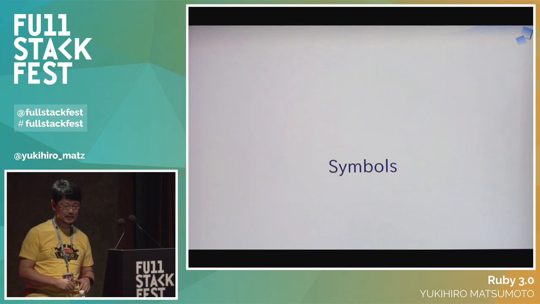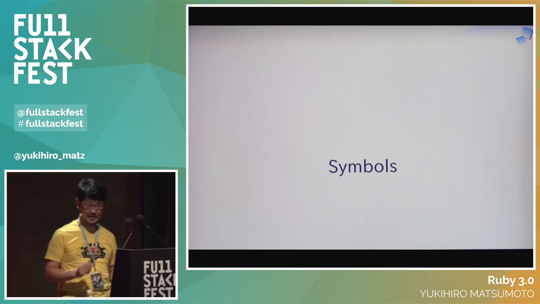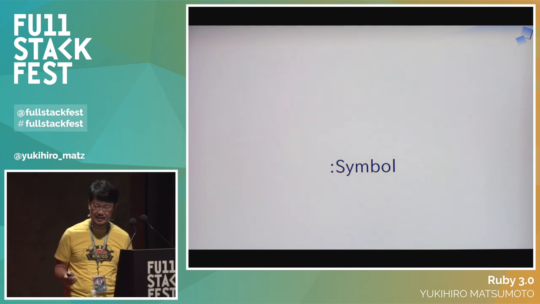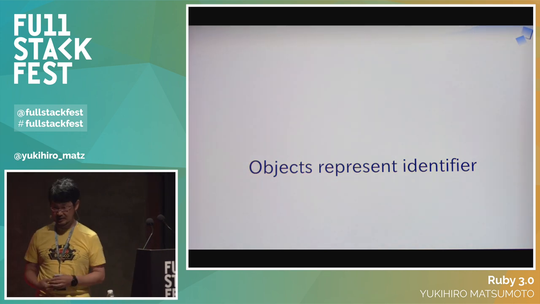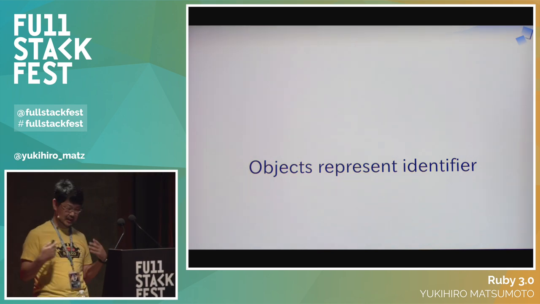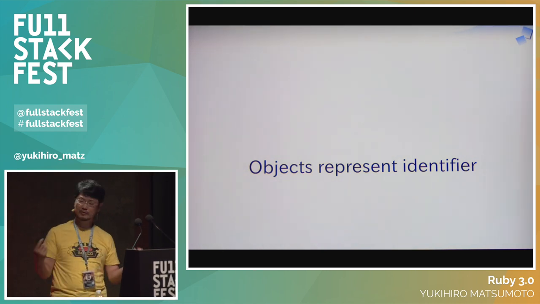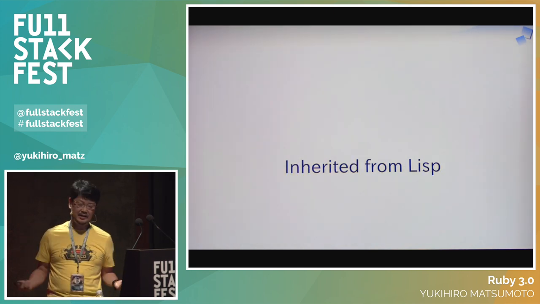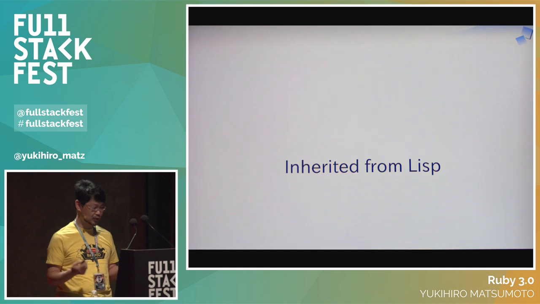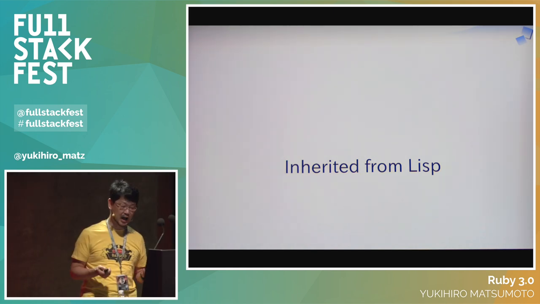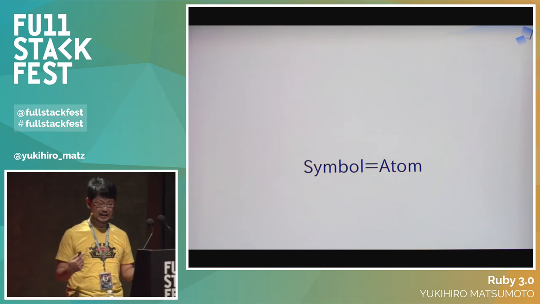Anyway, let me talk a little bit about symbols first. Do you know symbols? Symbols are objects in the Ruby language. It goes like this. This is a symbol. A symbol is an object that represents identifiers, some kind of identifier that appears in programs. They are inherited from Lisp. For Lisp programmers, symbols are very natural objects. Actually, in Lisp, a symbol is one of the atoms in the Lisp programming language.